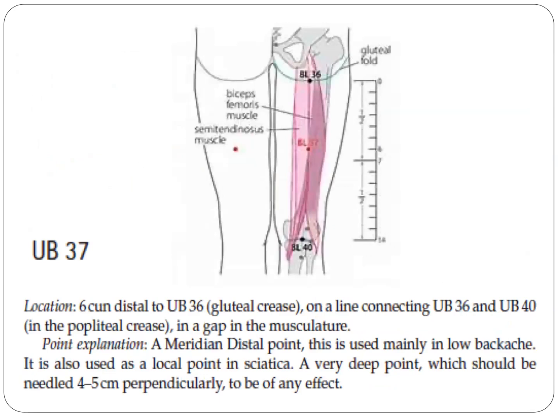Let's go to UB37 or urinary bladder 37. Location, 6 cun distal to UB36 or the gluteal crease, on a line connecting UB36 and UB40 in the popliteal crease, in a gap in the musculature. So may muscle po. Point explanation, a meridian distal point. This is used mainly in low backache. It is also used as a local point in sciatica. A very deep point which should be needled 4 to 5 centimeters perpendicularly to be of effect. Okay?